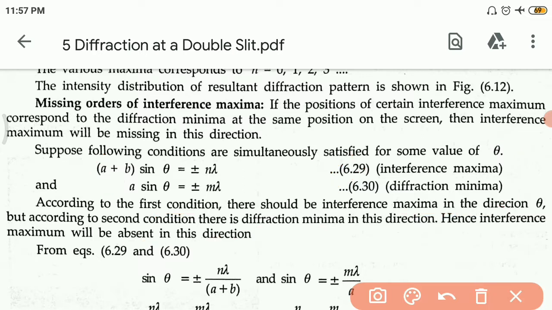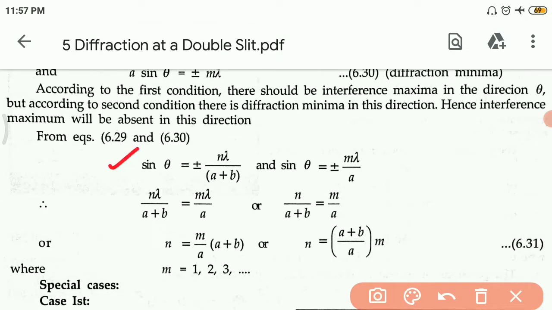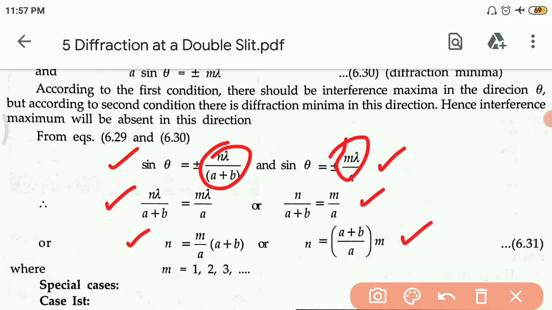In these two equations, from the first we get sin theta equal to plus or minus n lambda by (a plus b), and from the second, sin theta equal to plus or minus m lambda by a. Now if we equate these two terms, we get n by (a plus b) equal to m by a, or n equals (a plus b) by a into m, where the value of m is 1, 2, 3, 4 and so on.